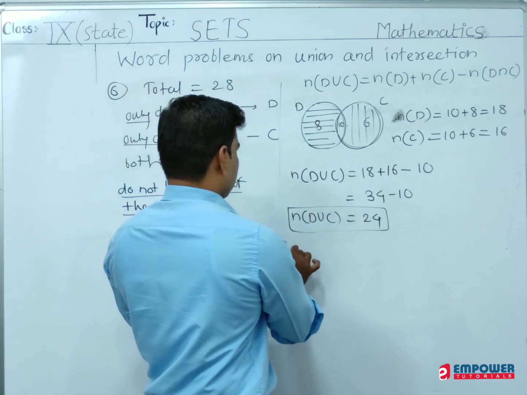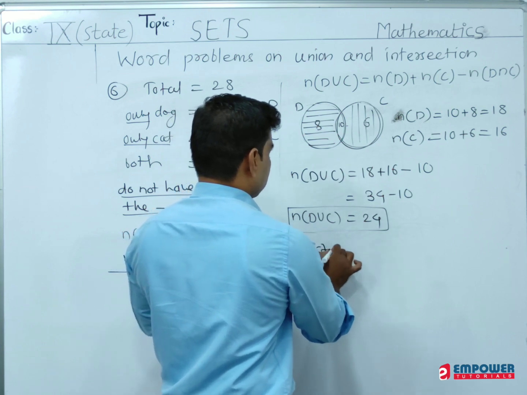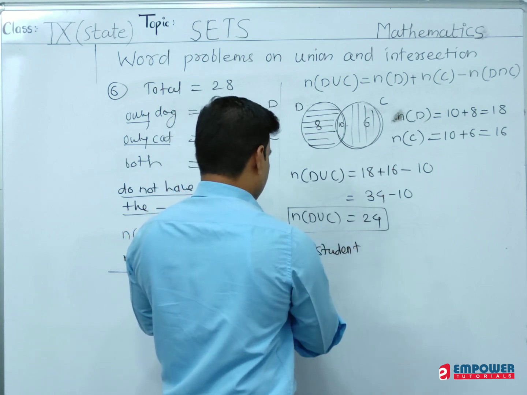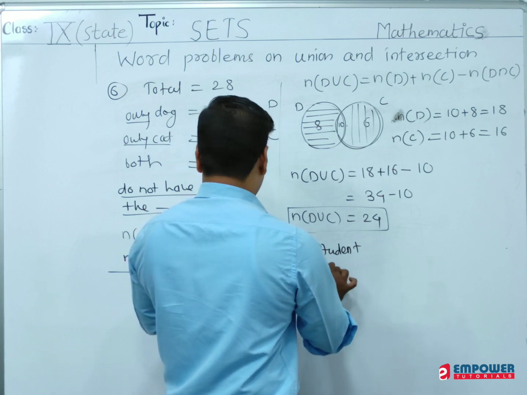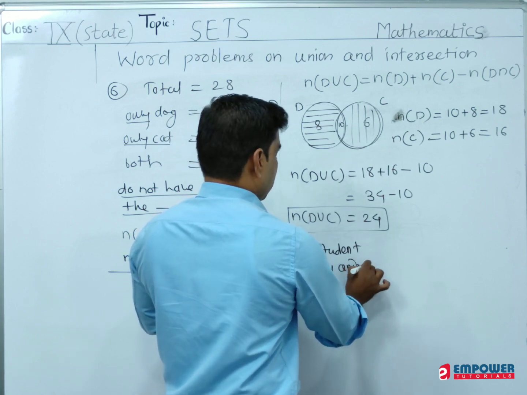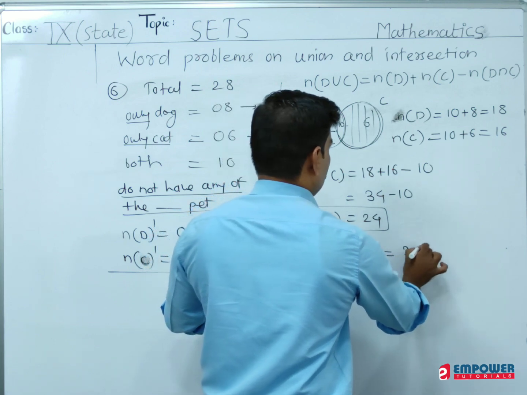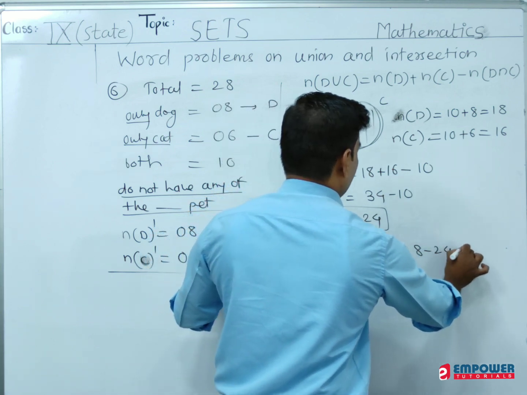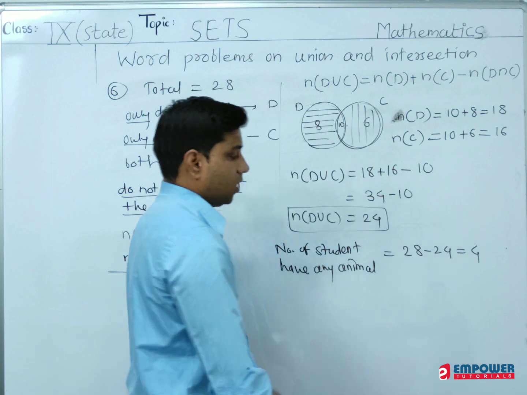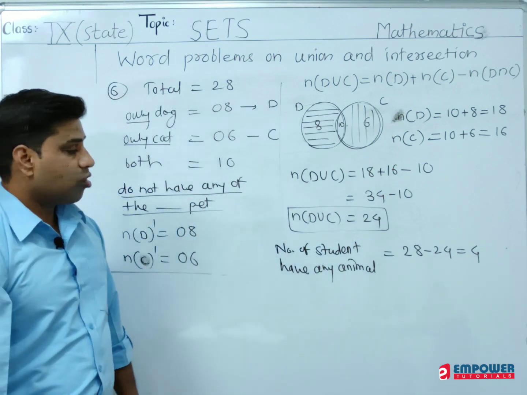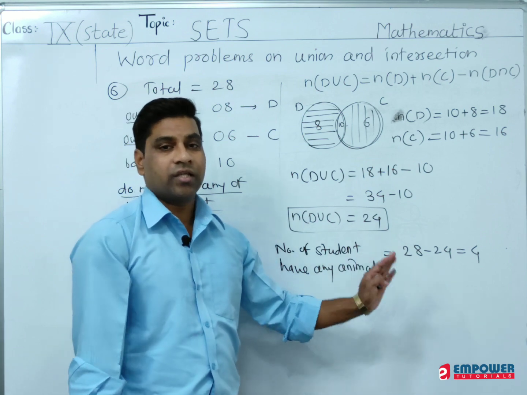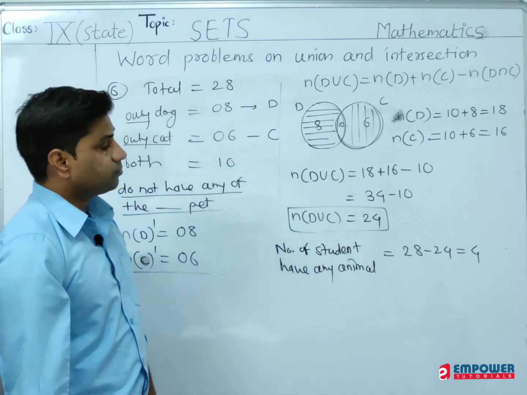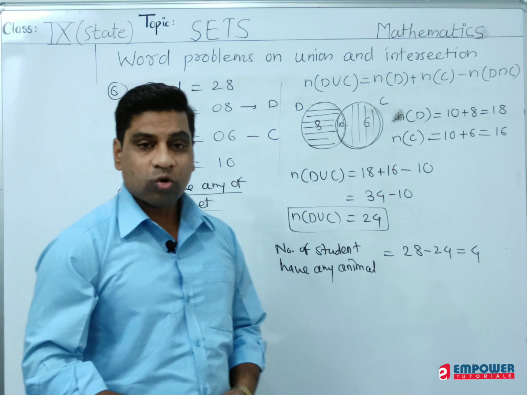So the number of students who do not have any animal as their pet is equal to total 28 minus 24, which is equal to 4. So 4 is the number of students who do not have any of the animals as their pet. Understood? Okay, let's see one more question.